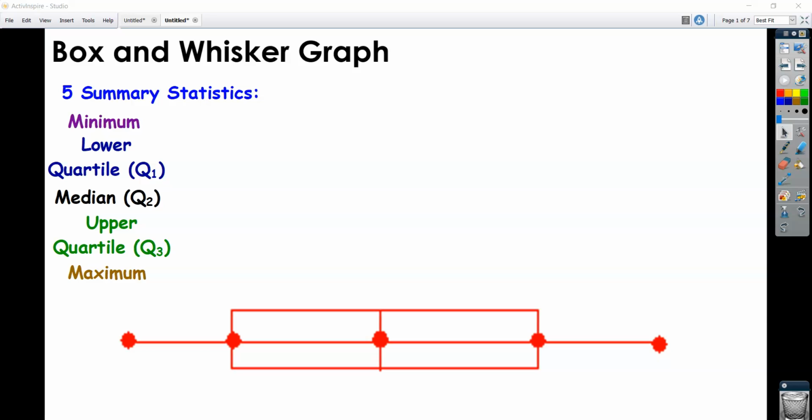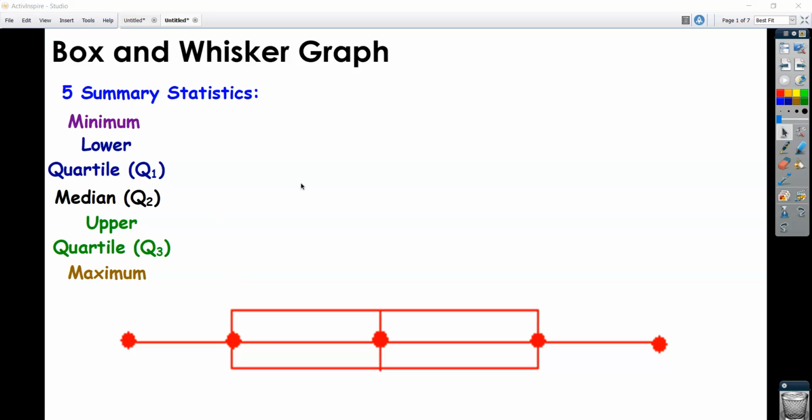So first of all, a box and whisker graph is just a way to represent the data that we have. Here is an example of a box and whisker graph. Notice the layout of it. This is the reason why it's called box and whisker, because you have a box in the center, and then you have these two little whiskers on the side. The main thing that you need to know about a box and whisker plot is that it shows us 5 different data points.